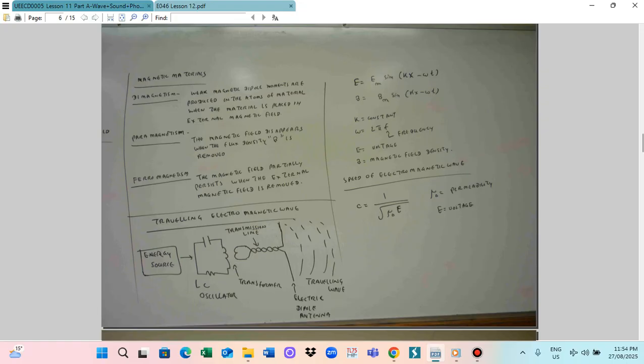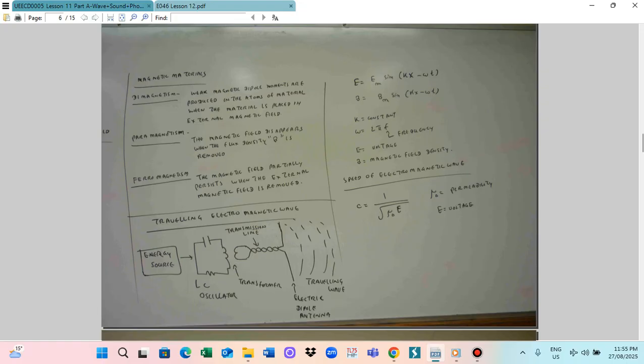So we write down the equation: E is equal to E max sin(kx minus omega t). In the meantime, B is equal to B max sin(kx minus omega t). This is the equation that we can use to calculate. K is a constant, E is the electric field, and B is the magnetic flux density.